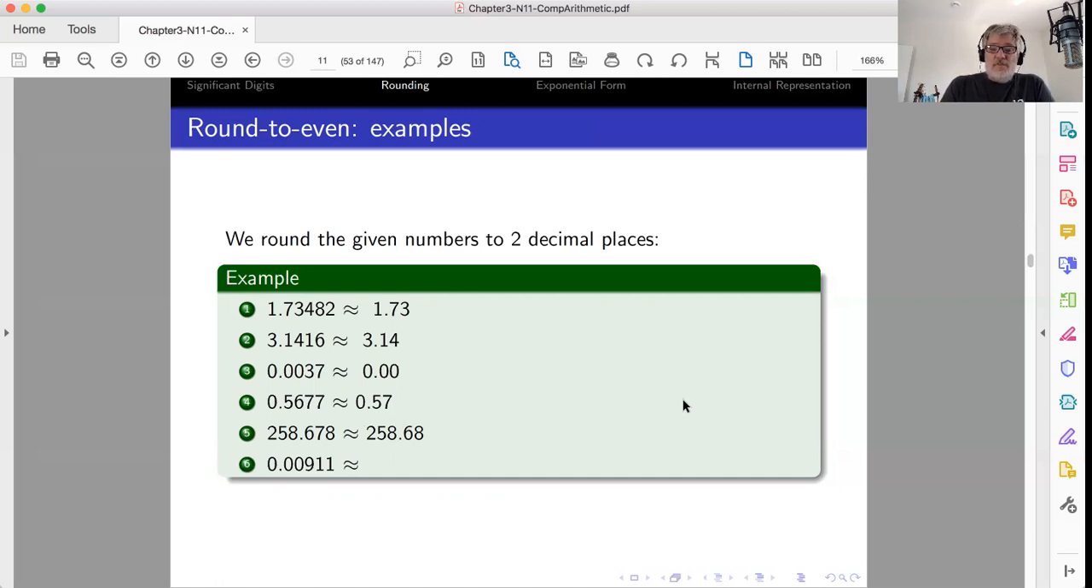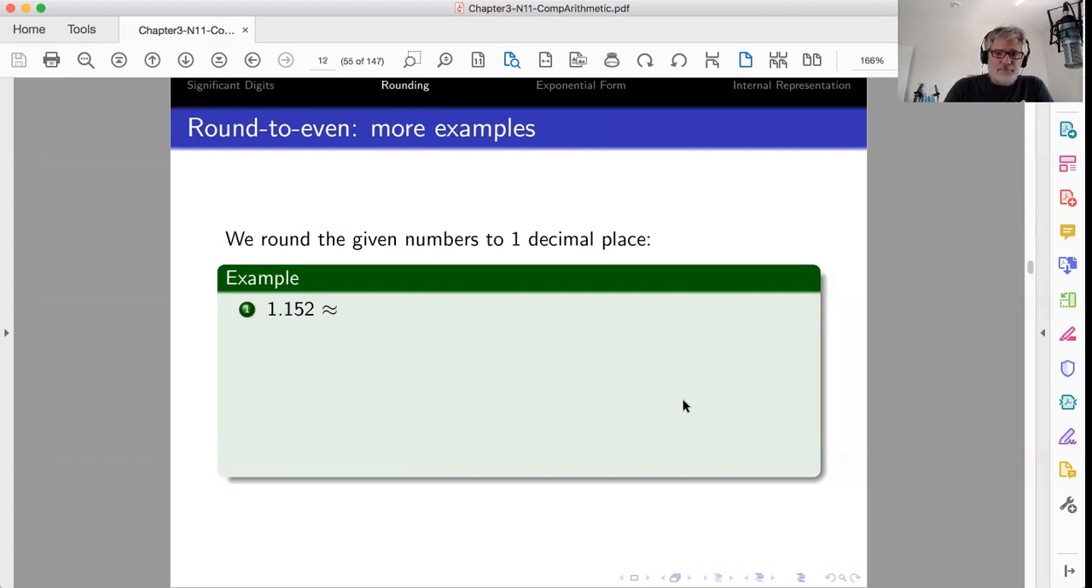Oh, one last one. 0.00911, the test digit is 9, which is bigger than 5. So I should add 1 to what I'm not dropping, so that's 0.01. Okay, so all of these examples are just normal rounding. It's the same thing as the method that you're probably familiar with.